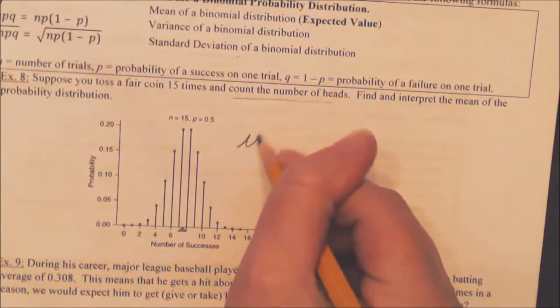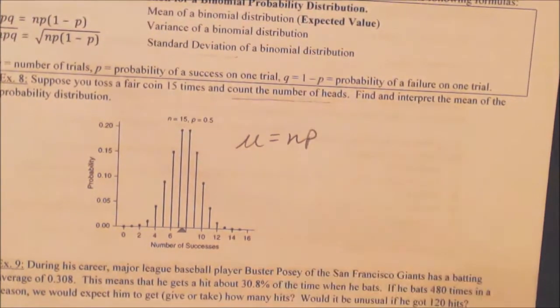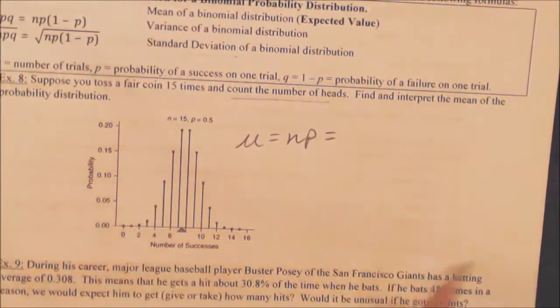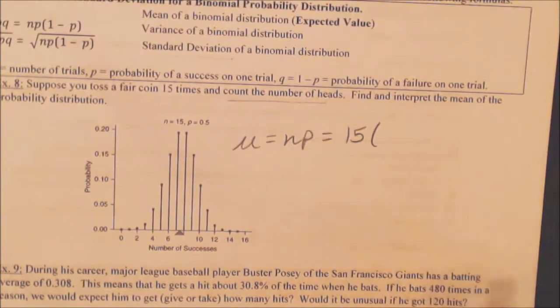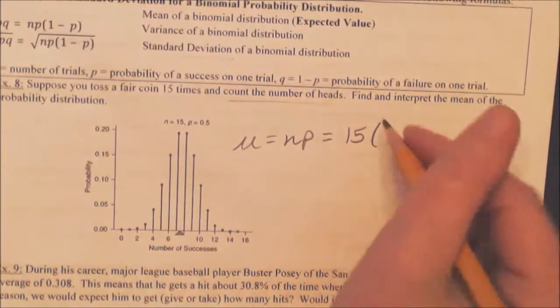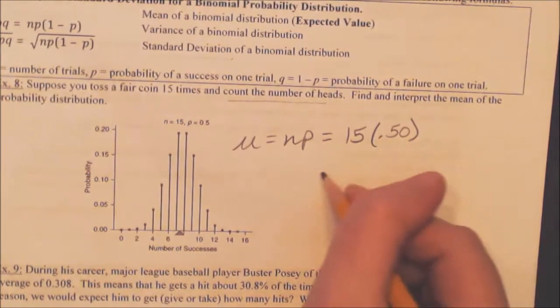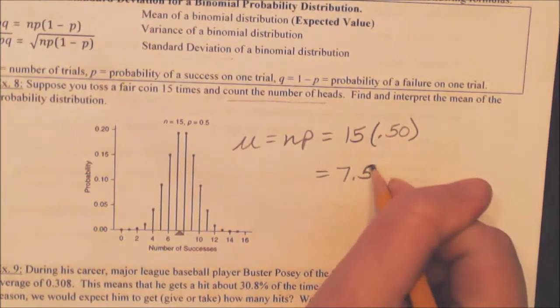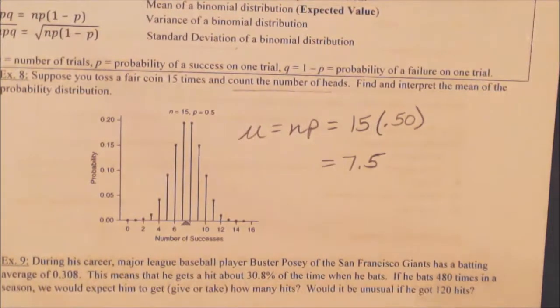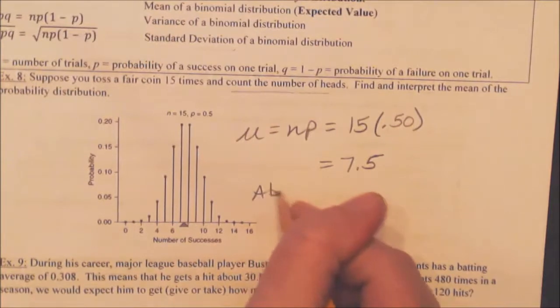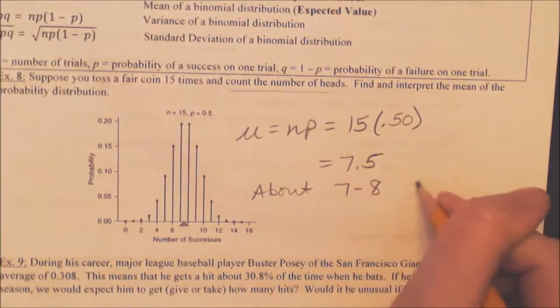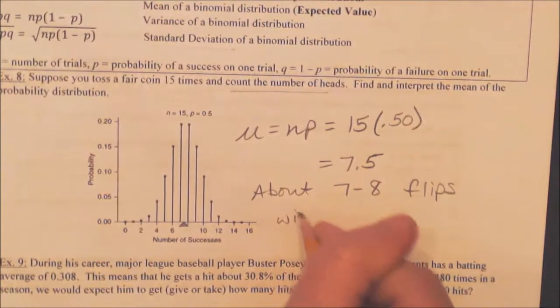If we use that formula, the mean is going to be equal to n times p. So n is the 15 trials, and p, the probability of landing on heads, of course, is 50%. So 50%, or half of 15, gives us 7.5. So what does this mean? It says interpret it. We are talking about what we would expect. This is the expected value. If we toss the coin 15 times, we expect about 7 to 8 flips will land on heads.